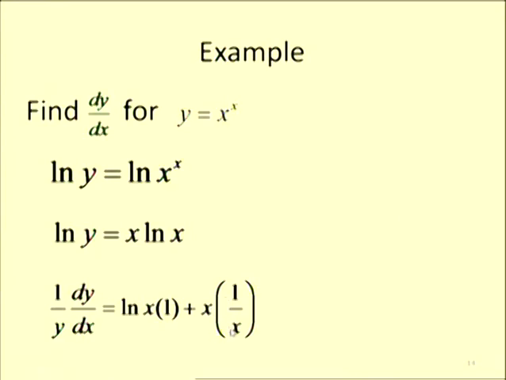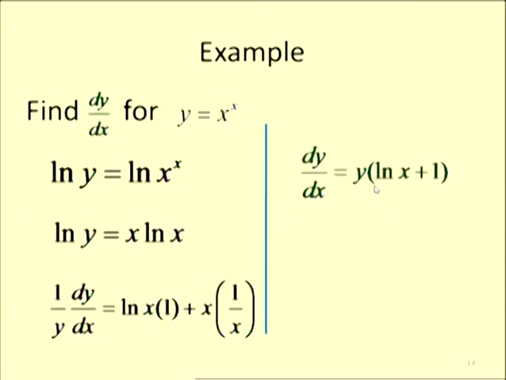So this x and x both will get cancelled, and this y on the left hand side we can take on the right hand side. Here it is in the denominator, so if we take it on the right hand side, it will come as a multiplication. So dy by dx is equal to y into log x plus 1.